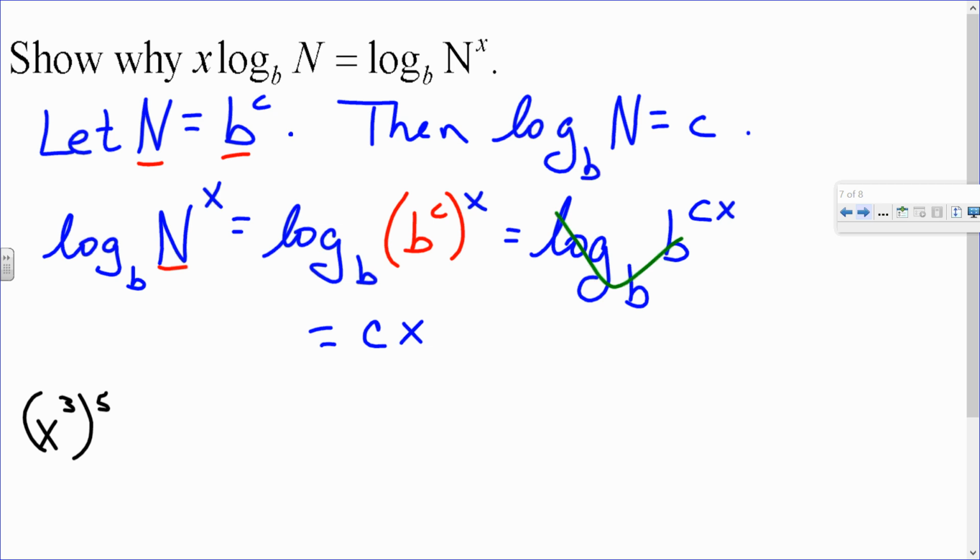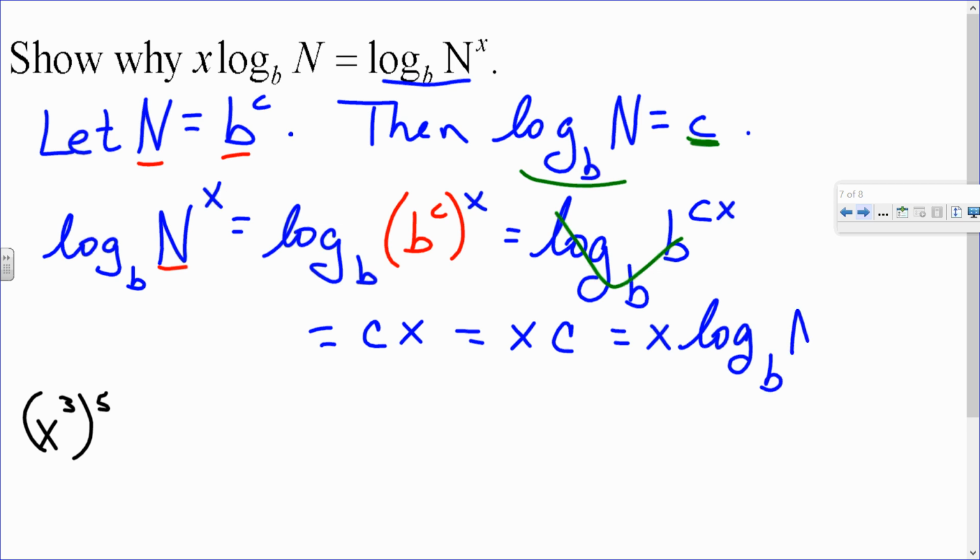So I started here with what was on the right, and I'm trying to get to what's on the left. I'm trying to get to x times something. Well, I have something times x, so I'm just going to use my commutative property and get the x out in front where I know I need to end up having it. And then c, somewhere in this, c right here is log base b of n. So I'm just going to change that c to log base b of n. And that is exactly what I had there on the left-hand side. So I've finished my long equals string.